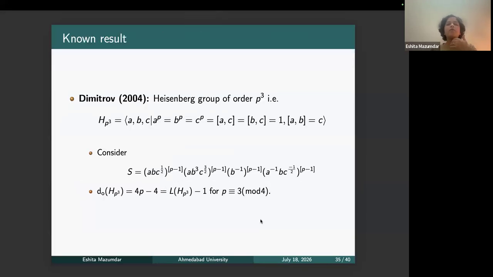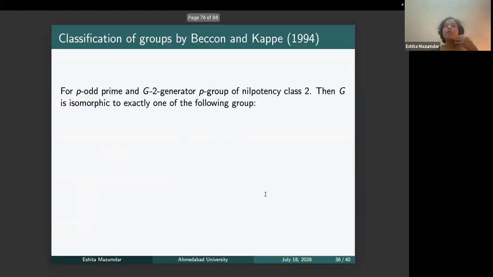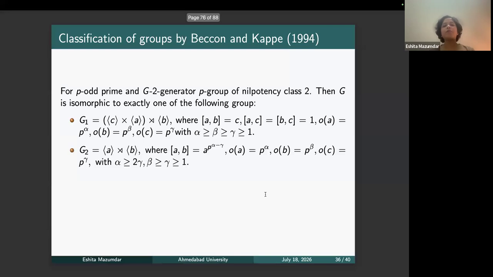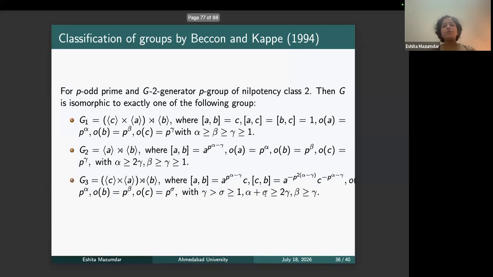With respect to that, he considered the Heisenberg group of order PQ, and he proved that the result is true for primes congruent to 3 modulo 4. That much is his result. But what we observe is that the Heisenberg P group is a 2-generated P group of nilpotency class 2. So we consider all possible classifications, and we find that these are all the possible classes: G1, G2, G3, and G4. That representation is not new. It was given by Bacon and Caranti.